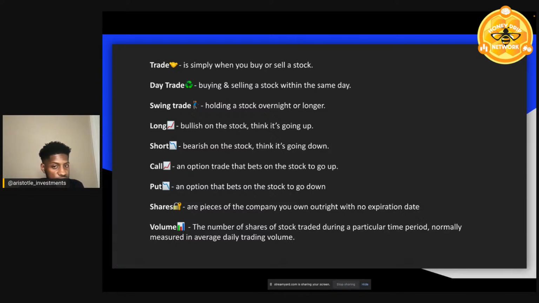Calls, an option trade that bets on the stock to go up. Puts, an option trade that bets on the stocks to go down. Shares are pieces of the company that you own outright with no expiration date. Volume, the number of shares of stock traded during a particular time period, normally measured in average daily trading volume. So calls and puts are what we're going to be focused on a lot throughout this, and this is essentially what you'll be using to trade options, calls or puts. And swing trade, holding a stock overnight or longer. Swinging is something we're always going to be doing, day trading especially.